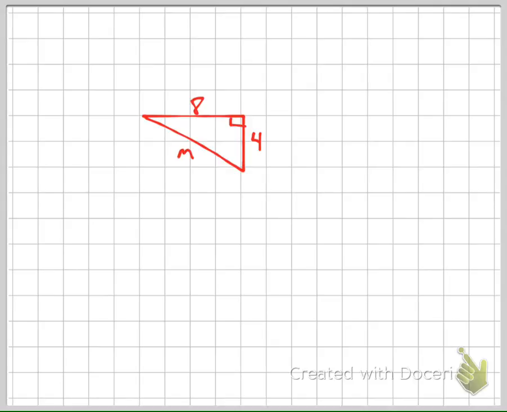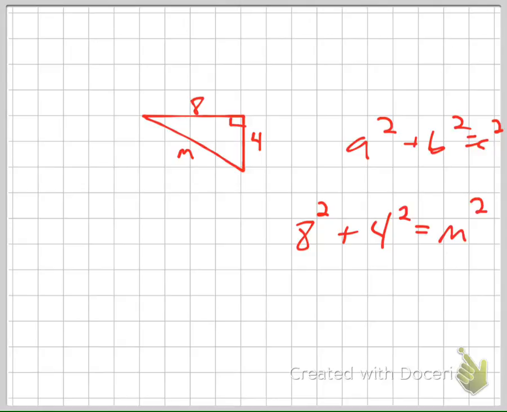Okay, so here's how you do the Pythagorean theorem. I'm going to show you one time, then I'm going to start letting you guys do a couple. The first thing is a squared plus b squared equals c squared. Which one's a? 8, sure, or 4. Could be either one. So 8 squared plus 4 squared equals m squared. Does that make sense? That's a squared plus b squared equals c squared.